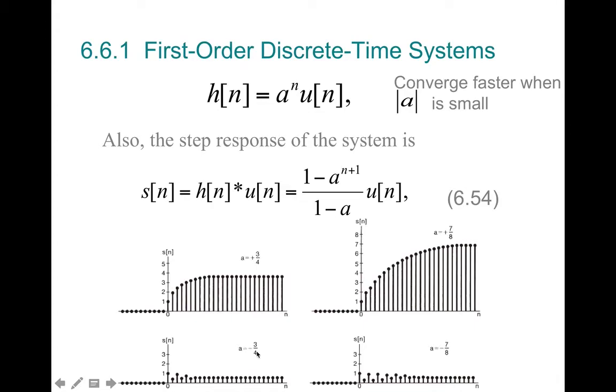When a is negative, the summation of the impulse response with positive and negative values will make the step response increase and decrease, and at the end it will also converge to 1 divided by 1 minus a. In that case, that is 1 divided by 7 divided by 4, and that equals 4 divided by 7. So the value will converge to 4 divided by 7.